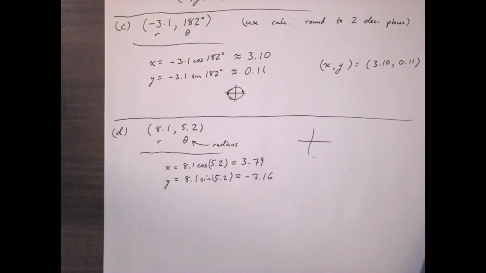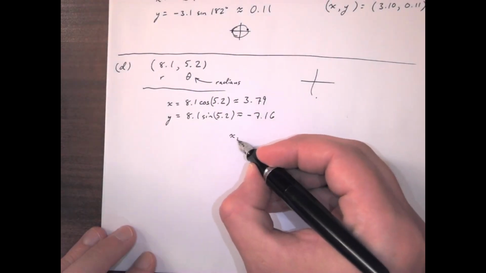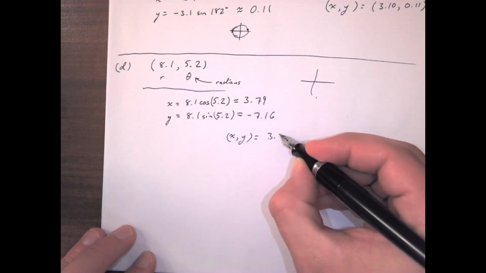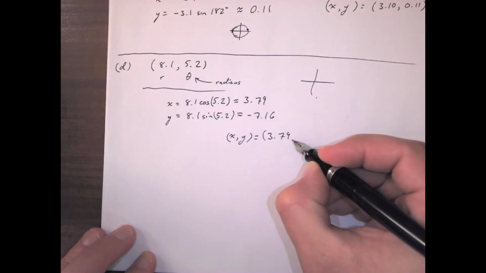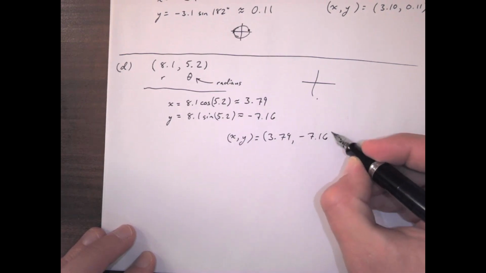And if it's hard to tell where the angle would be, you might just convert it to degrees because that's usually easier than radians. So then that gives my answer xy equals 3.79, comma, negative 7.16.